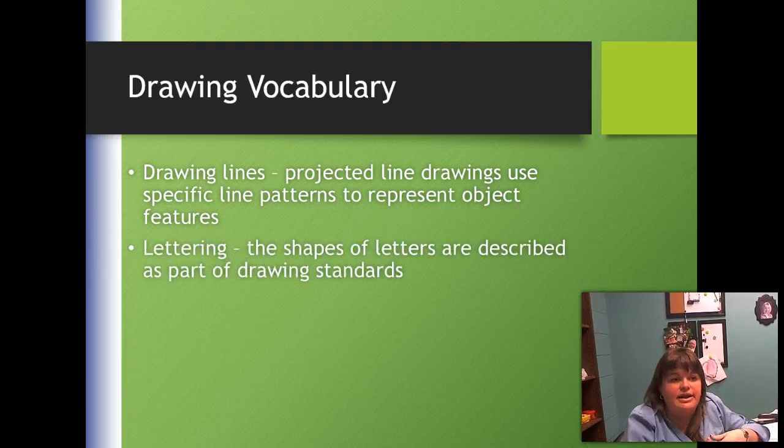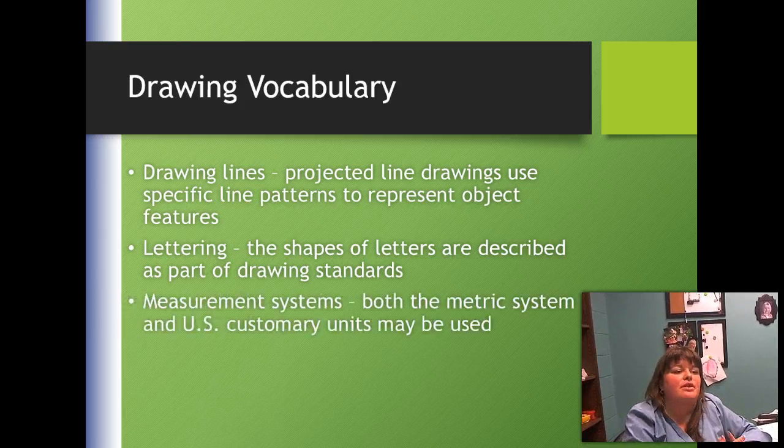The next thing is lettering. When we are doing our drawings by hand, we're not just going to scribble on the page, okay? We're actually going to letter. So back in kindergarten when you learned how to draw your letters, we need to make sure that we follow that same standard practice and we letter our drawings. We don't just write on them.